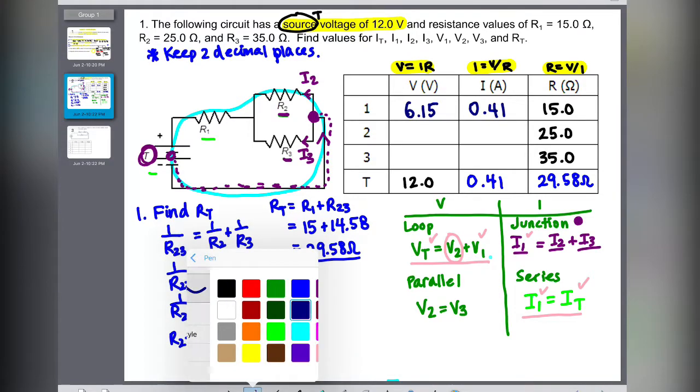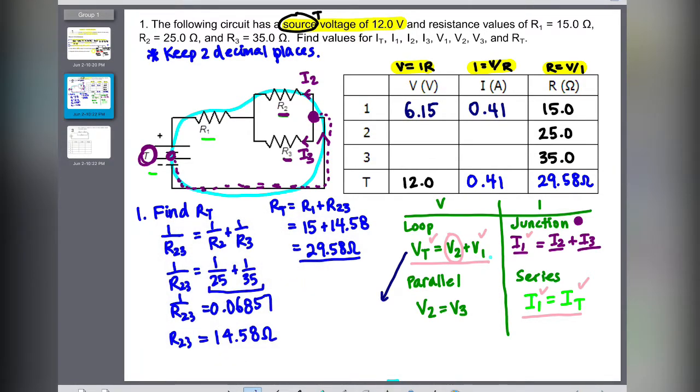So I'm going to move it to the side here just so that I can do the math. So I'm just going to do it over here. So I know VT is V2 adding V1, VT is 12. V2 I don't know. V1 is 6.15. So V2 is going to be 12 minus 6.15.